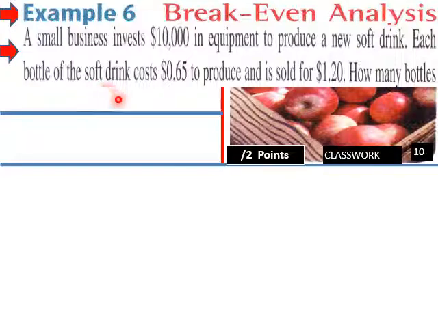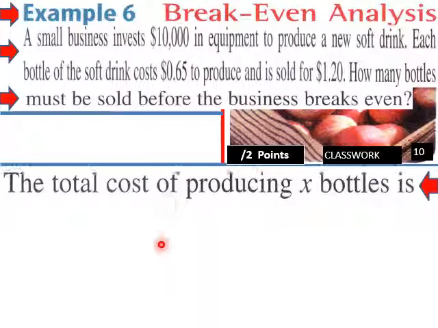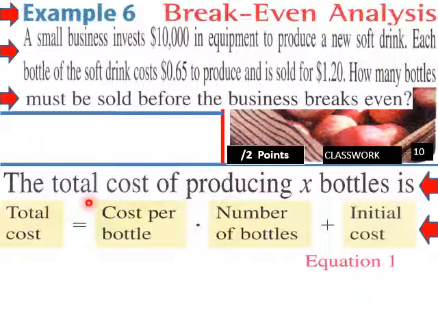Each bottle of the soft drink costs 65 cents to produce and is sold for $1.20. How many bottles must be sold before the business breaks even? Okay, so the total cost of producing x bottles, here's our verbal model. Total equals cost per bottle times number of bottles plus initial cost.